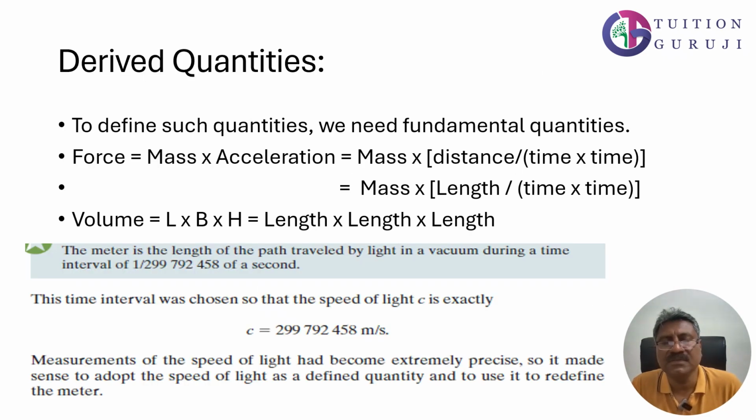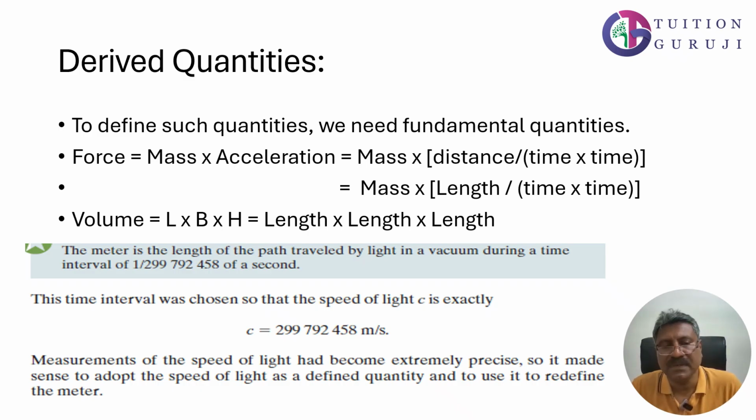To define the derived quantities or derived units, we require fundamental units. Let us take some examples. Force is mass into acceleration, and acceleration is distance by time square. Distance, time, and mass are fundamental units. So using these three fundamental units, you are making a derived unit: mass into length by time into time. Like that we are deriving force.